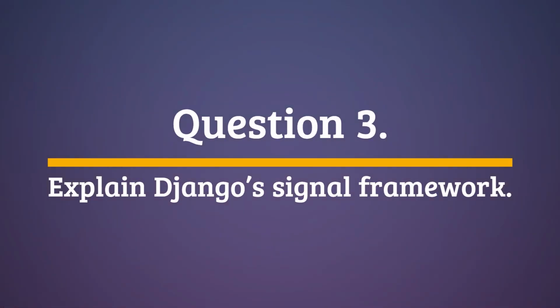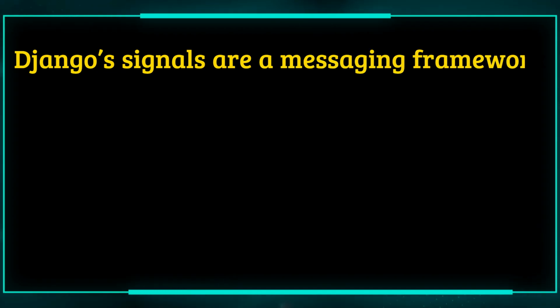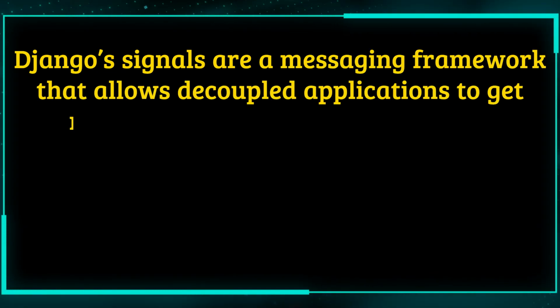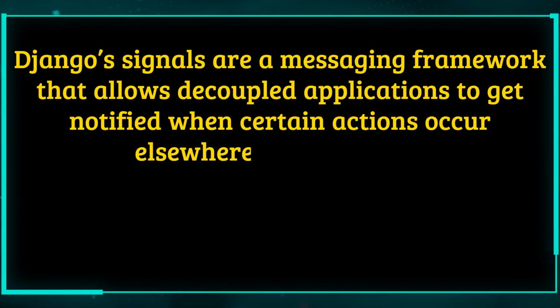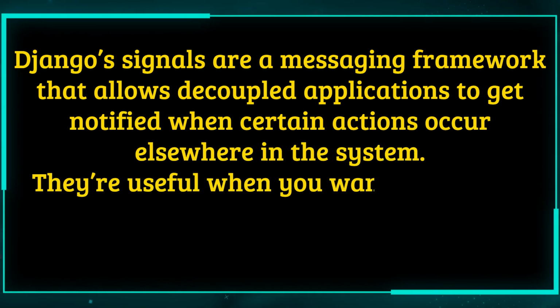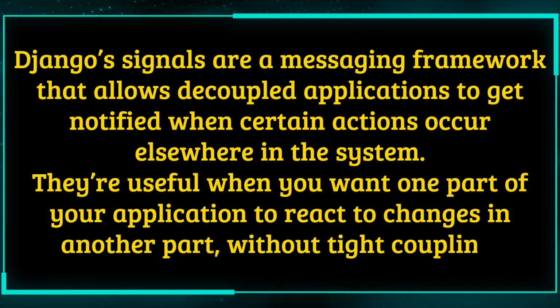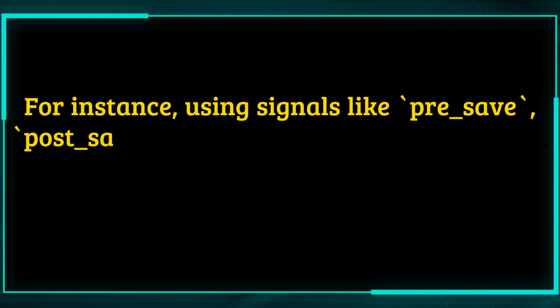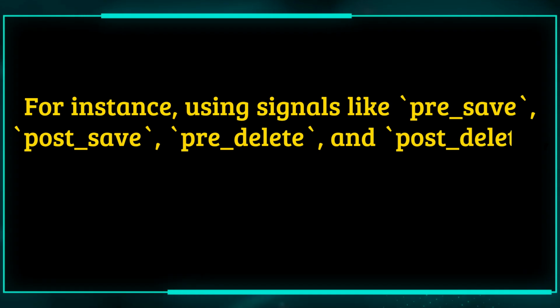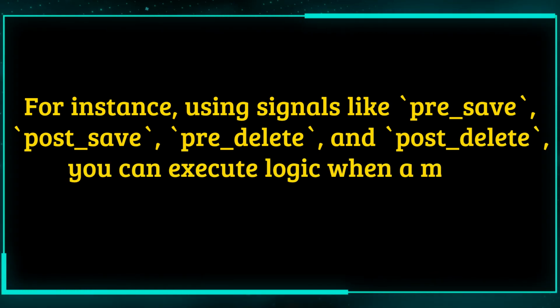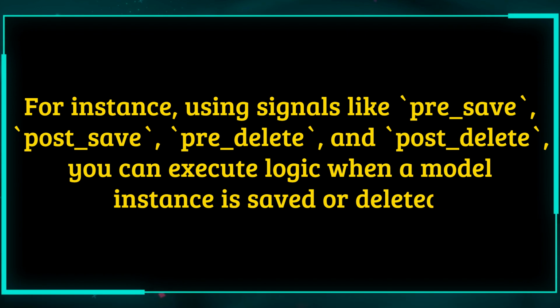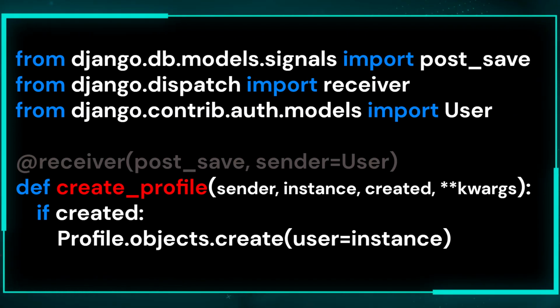Question 3. Explain Django's signal framework. Answer. Django's signals are a messaging framework that allows decoupled applications to get notified when certain actions occur elsewhere in the system. They're useful when you want one part of your application to react to changes in another part, without tight coupling. For instance, using signals like pre_save, post_save, pre_delete, and post_delete, you can execute logic when a model instance is saved or deleted. Here's a common use case.